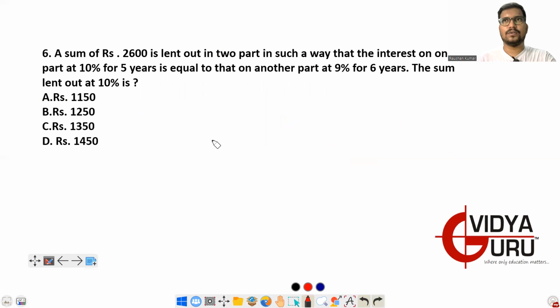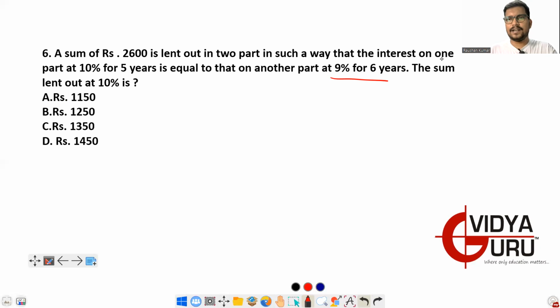So see question number 6. The question is saying a sum of rupees 2,600 is lent out in two parts in such a way that the interest on one part at 10% for 5 years is equal to the interest on another part at 9% for 6 years. Remember, don't take the minus part, like if the first part is A, the second part will be 2,600 minus A. No, just use the concept of ratio. Let the first part be A and the second part be B.